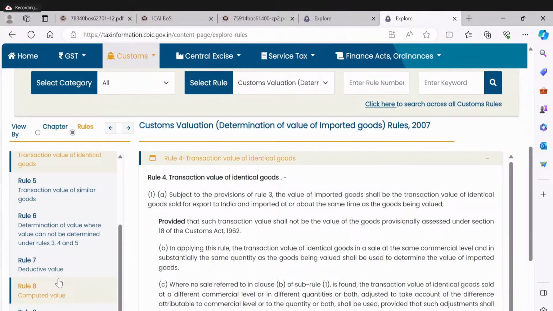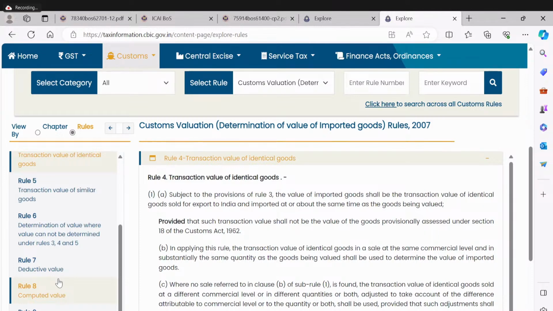We have to go to the definition to exactly find out what are identical goods. In case the transaction value of identical goods cannot be taken, then you have to go to Rule 5, that is transaction value of similar goods. Because similar goods have some relaxations, then the identical goods, they are similar, but they cannot be said to be identical as the term suggests.